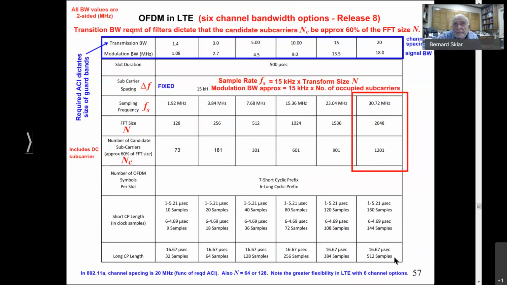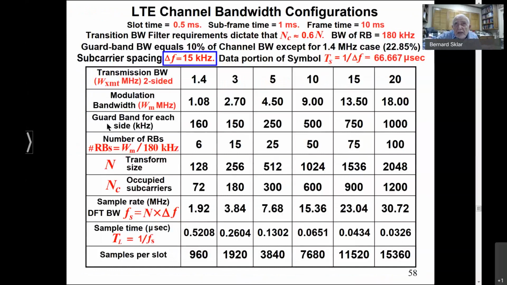And here's just a table I made, the same kind of table. I just made it up for myself for that same delta F of 15 kilohertz and a T sub S, which is always 66.67 microseconds, and a resource block has 180 kilohertz in it. Then I made the table up that includes things like number of resource blocks equal to 6, 15, 25, 50, and so forth. Here, the largest transmission bandwidth, this is the 100 resource block case.